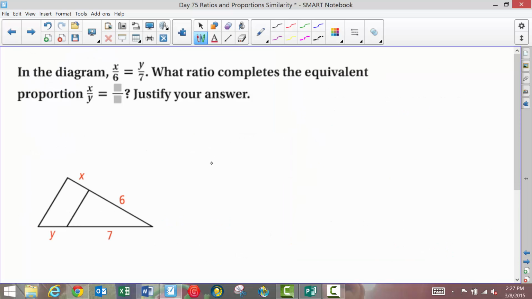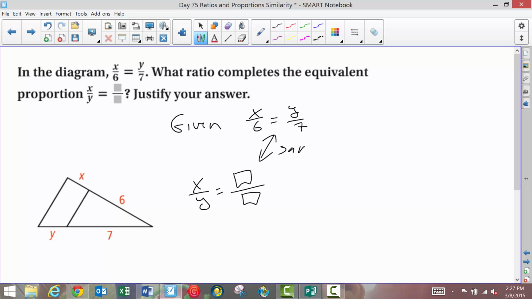So let's apply these properties to a couple problems. You have in the diagram x over 6 is equal to y over 7. What completes the equivalent proportion x over y, blank over blank? Justify your answer. So I'm given x over 6, y over 7, and have a proportion that is going to be equivalent. So I want to fill in these blocks. So these proportions are going to be the same.